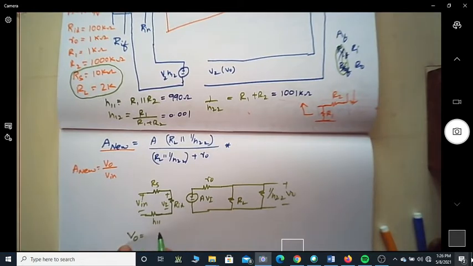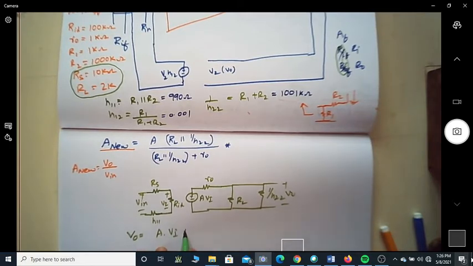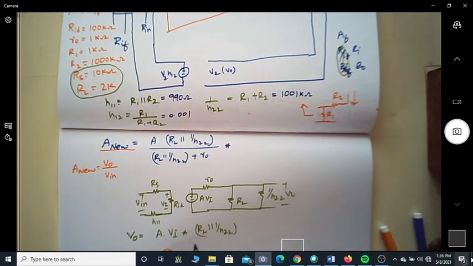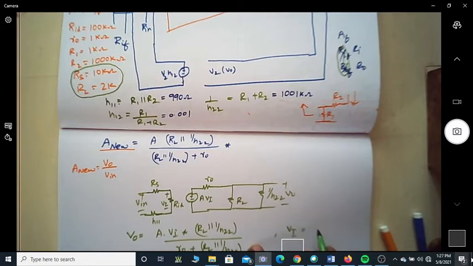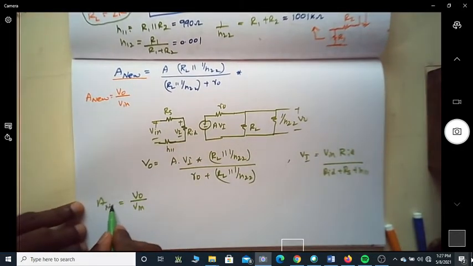V naught is given by A into Vi multiplied by the resistance RL in parallel with 1 over H22, divided by R naught plus RL in parallel with 1 over H22. But what is this Vi? Vi is equal to V in into RID divided by RID plus RS plus H11. So I can write finally the expression of V naught by V in, which is now equal to A new.